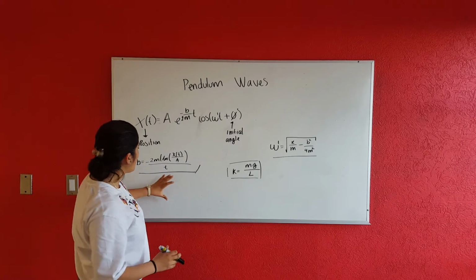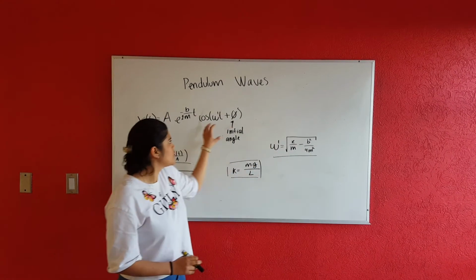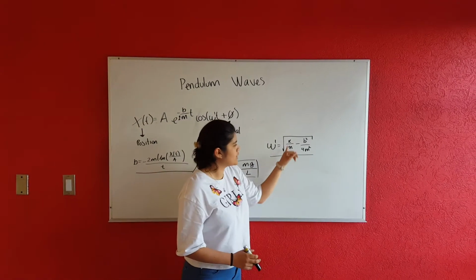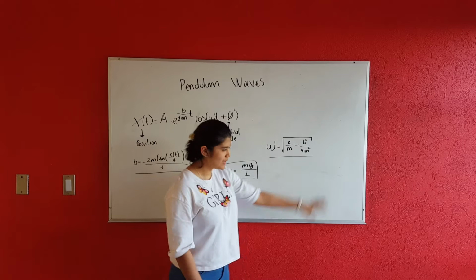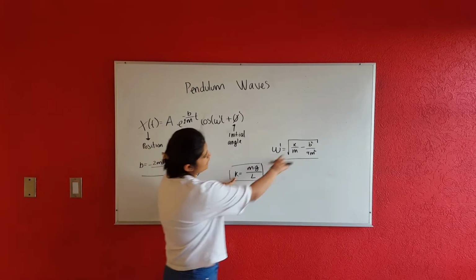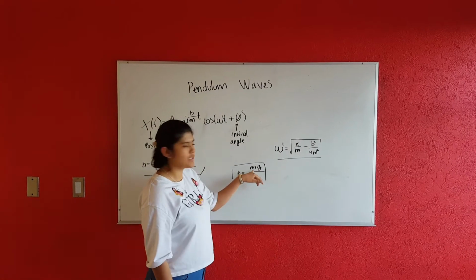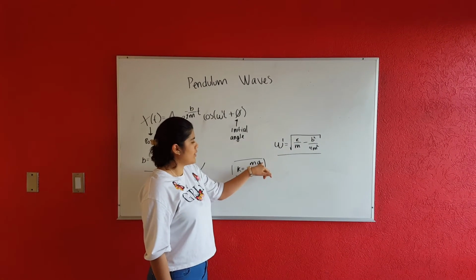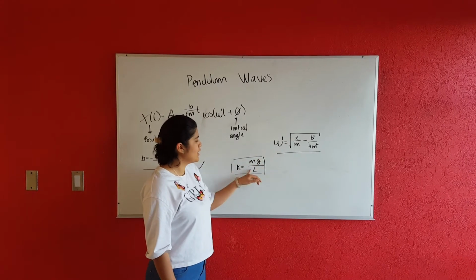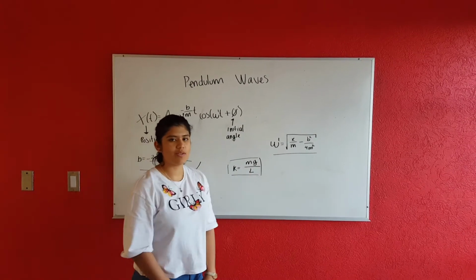And then we need to find W from this part of the formula. So W is equal to all of this, the square root, and K, which we don't know, is equal to the mass times gravity divided by the length of the pendulum.